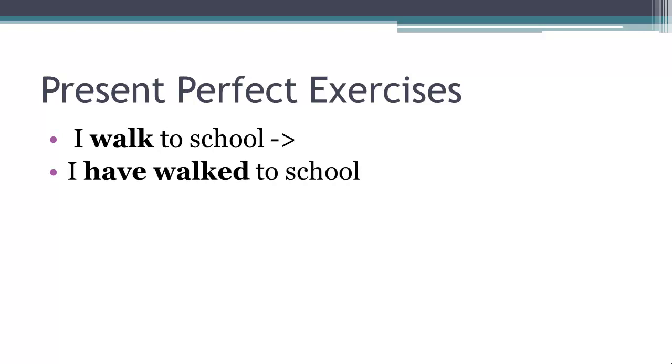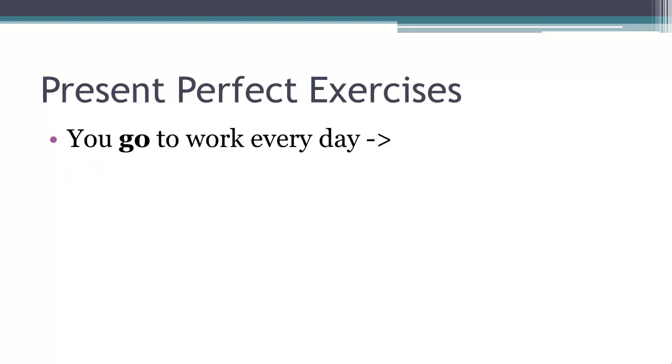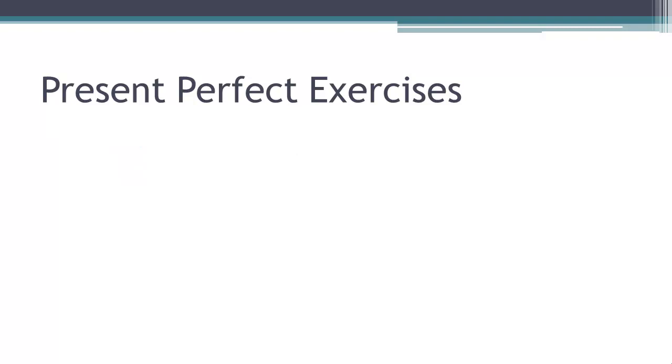I have walked to school. How'd you do? Did you get it correct? Sentence 2. You go to work every day. You have gone to work every day. How'd you do with that one? Notice that was an irregular verb.